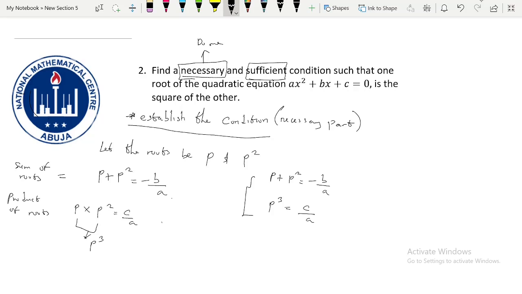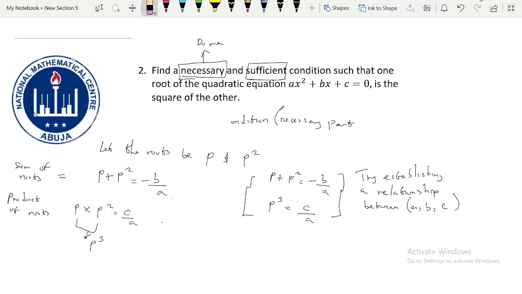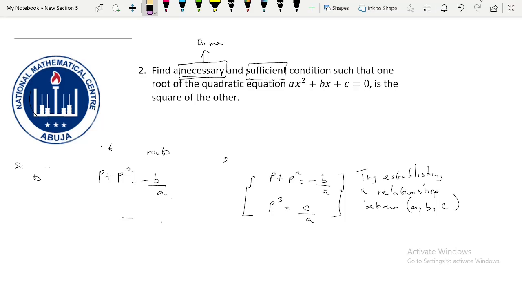Our plan now will be to use these two equations to try establishing a relationship between a, b, and c. I'm going to erase some sections now. We don't know what that relationship is, but that's how we like to work, and that would likely be the best direction to go.